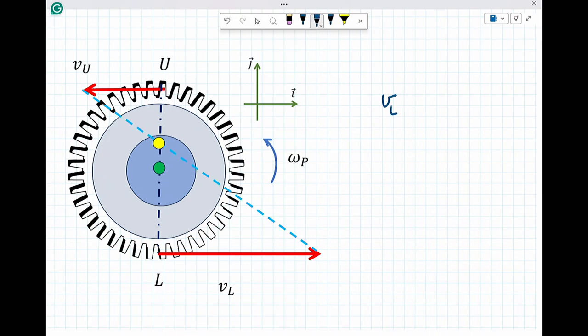and the other thing that I know is that both of these are constrained to move in the x direction. So the upper direction is going to be negative, and the lower direction is going to be positive.